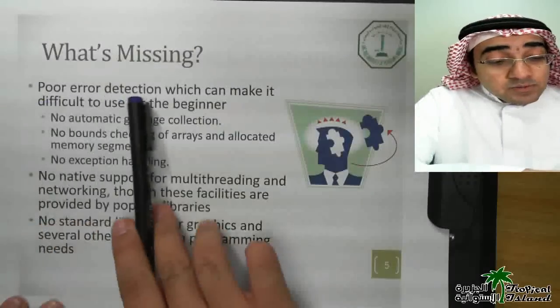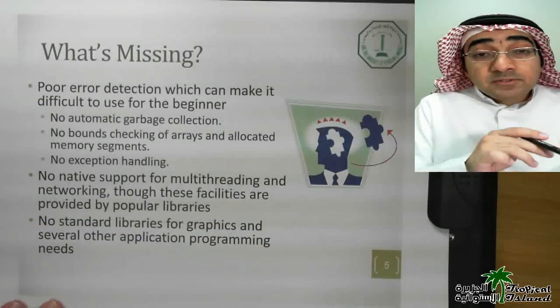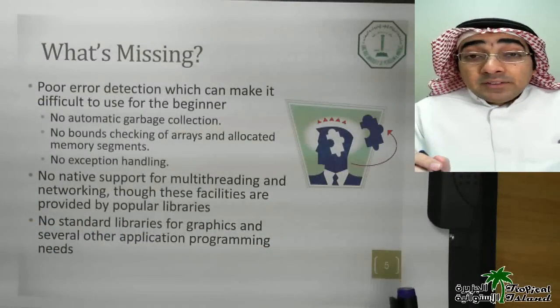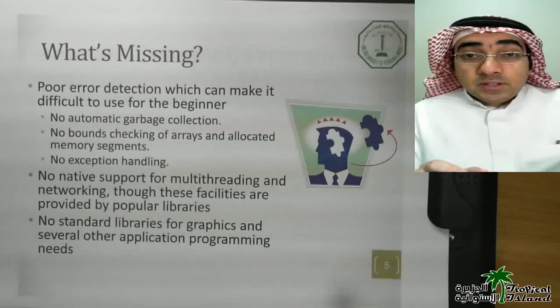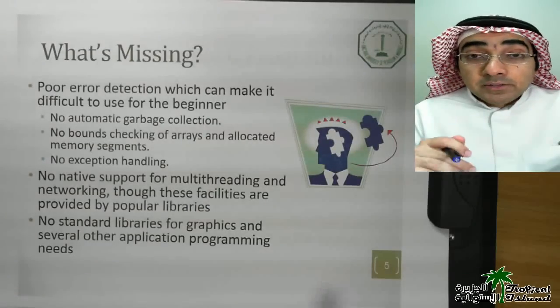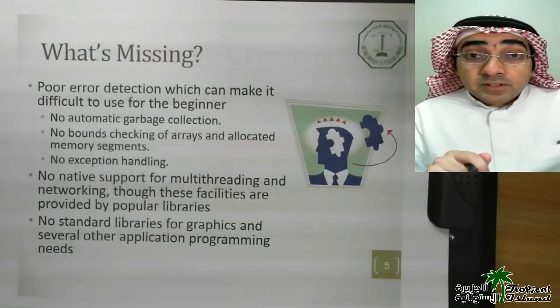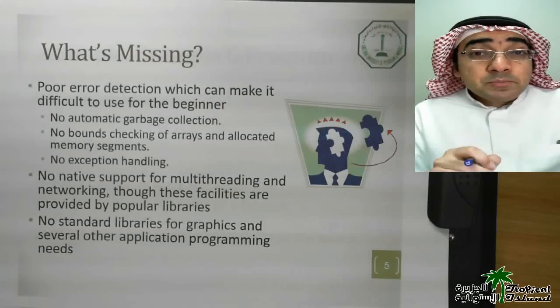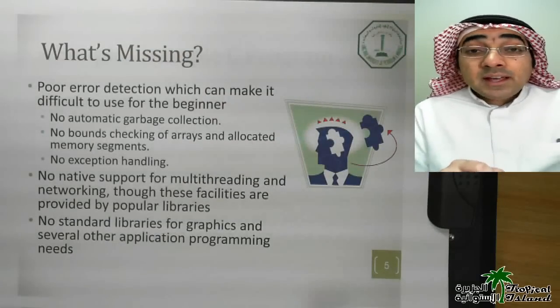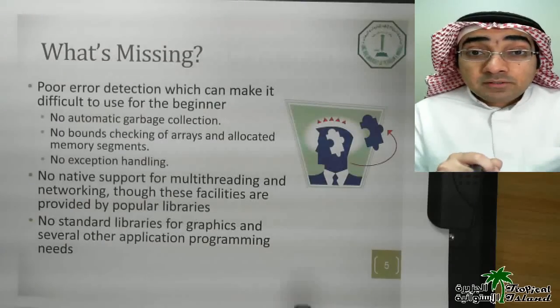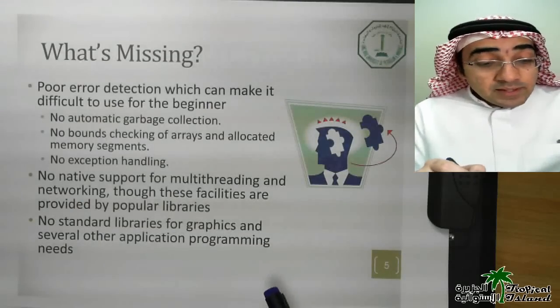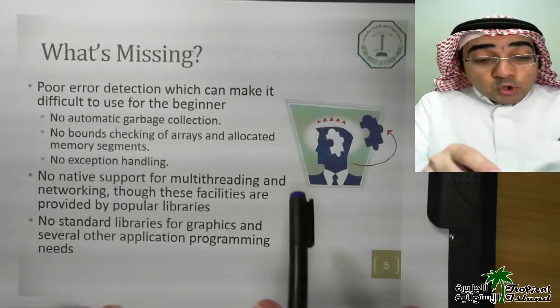There is poor error detection, which makes it difficult for beginners. When we write code in C and give it to the compiler to compile, if the compiler doesn't understand what's going on, then it generates an error. The error it generates is not specific. It's a general error basically, and you will have to be an expert to know what the error is. You'll face this in the labs that you do in the course.